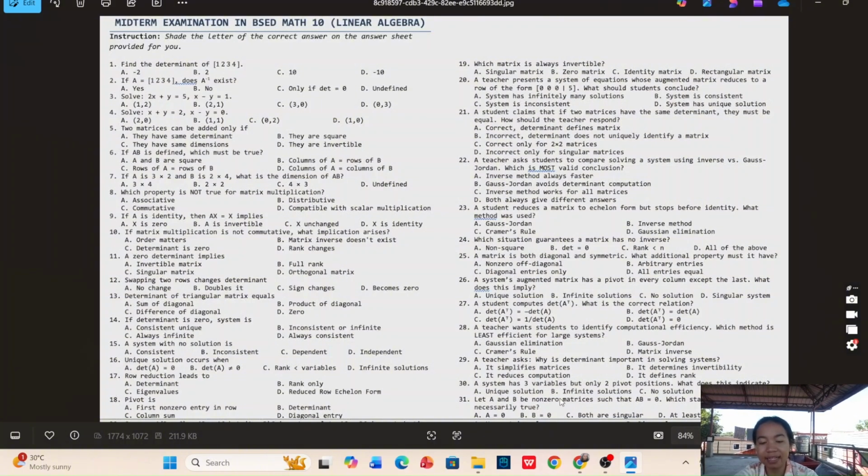Number 31. Let A and B be non-zero matrices such that AB equals 0. Which statement is necessarily true? Among these choices, the correct answer is letter C. So the correct answer is letter C. Both are singular.